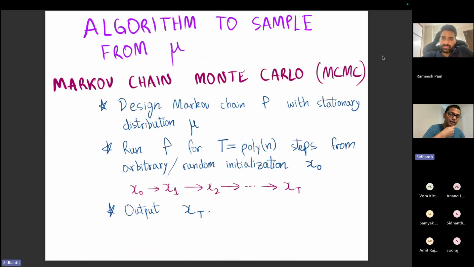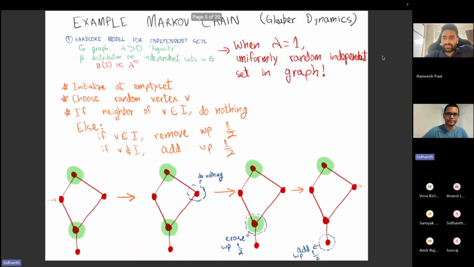Okay, so you would hope that even though you ran this Markov chain on this exponential size space for only polynomial in dimension many steps, it converges to the stationary distribution. And in many cases, it does, and it's a topic of pretty intense study. So again, let me go over a couple of examples that are relevant to the distributions that we discussed. So let's once again revisit the hardcore model and describe a Markov chain whose stationary distribution is the hardcore model distribution.